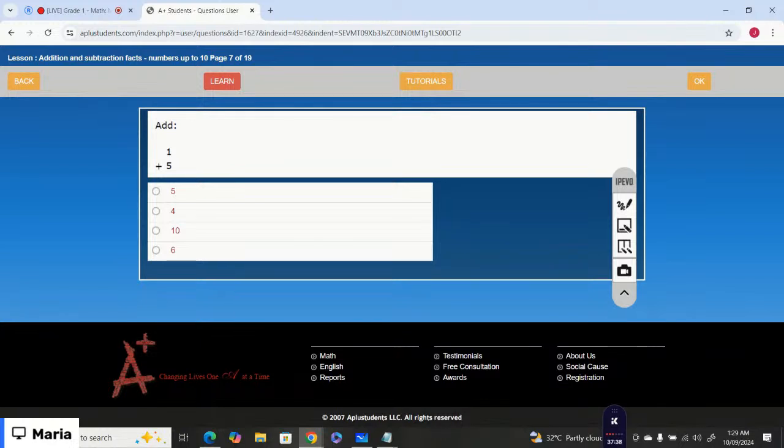The next one is add 1 plus 5. So 1 plus 5 is 6. So the correct option is 6. The last option is the correct option.